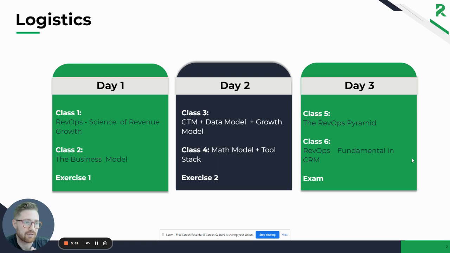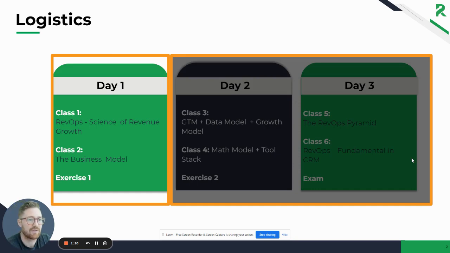Through these courses, you'll see that there is the business model, go-to-market model, data model, growth model, math model, tool stack, RevOps pyramid, plus the fundamentals. A lot of this is built upon a specific framework with the intent of making it repeatable for any B2B company, where you can start executing revenue operations and creating revenue growth for you. So you see it, we're at day 1.